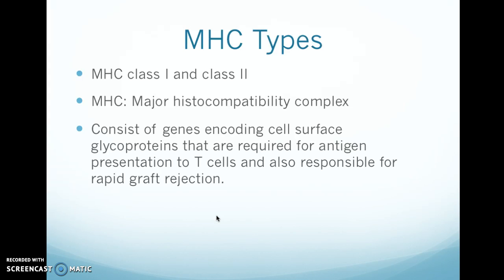also responsible for rapid graft rejection. And this means the acceptance or rejection of a transplant is controlled by MHCs. So if someone has a transplant, like a kidney transplant or a liver transplant or any kind of transplant, and it is not accepted and it was rejected, that is all up to MHC complexes, but then it's also up to it if it's accepted as well. So accepted or rejected, that's controlled by MHCs.